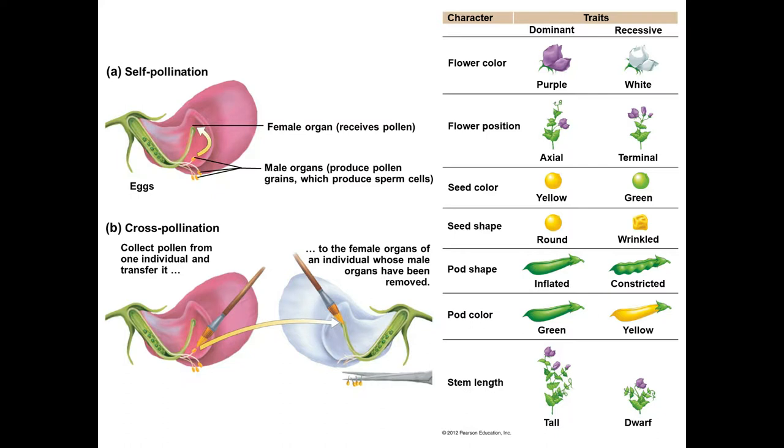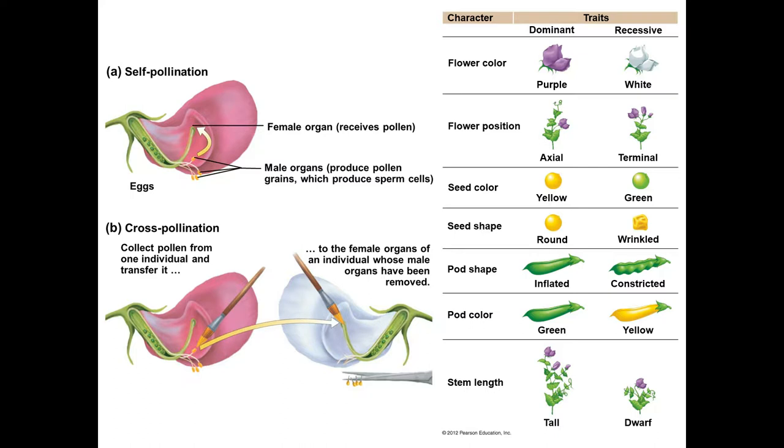Now, you can also control and manipulate these crosses. You can remove the anthers, the male organs of one of your plants, so they don't self-fertilize. And you can control the cross. You can transfer pollen granules from one plant to the female organ of the other flower and control the cross. Now, here are a series of characters that Mendel looked at.